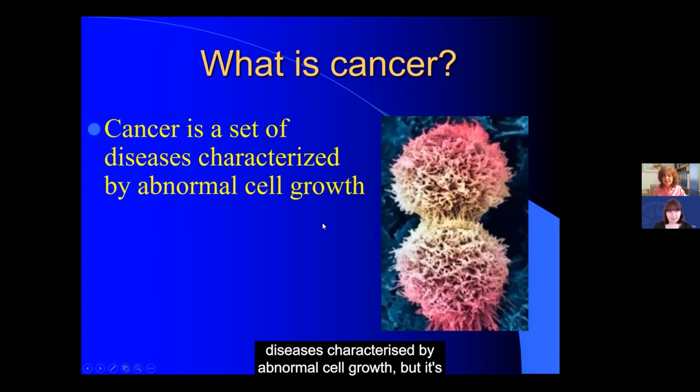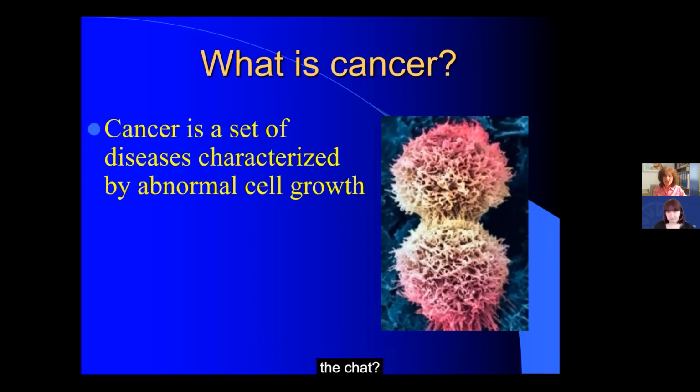Cancer is a set of diseases characterized by abnormal cell growth, but it's not the full definition. So if I ask you, what's the difference between cancer and a benign tumor, which is not cancer? Or if you ever had a wart on your foot, if you are a witch, you may have a wart on your nose. That is also abnormal cell growth. So what's the difference between abnormal cell growth and cancer? Anything else we need to add to this definition? Any ideas in the chat?